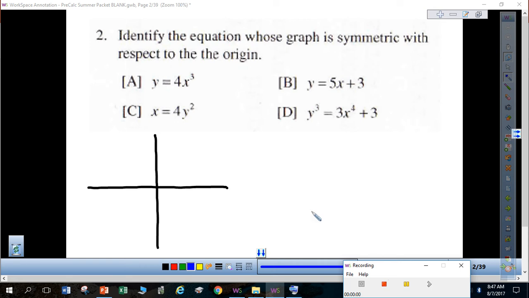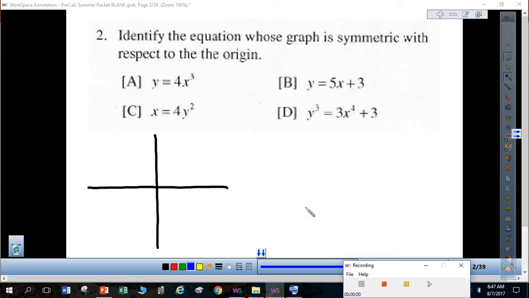Identify the equation whose graph is symmetric with respect to the origin. Let's take a look at each one of these equations and think about what their graph would look like. For the first one, part A, y equals 4x to the third.